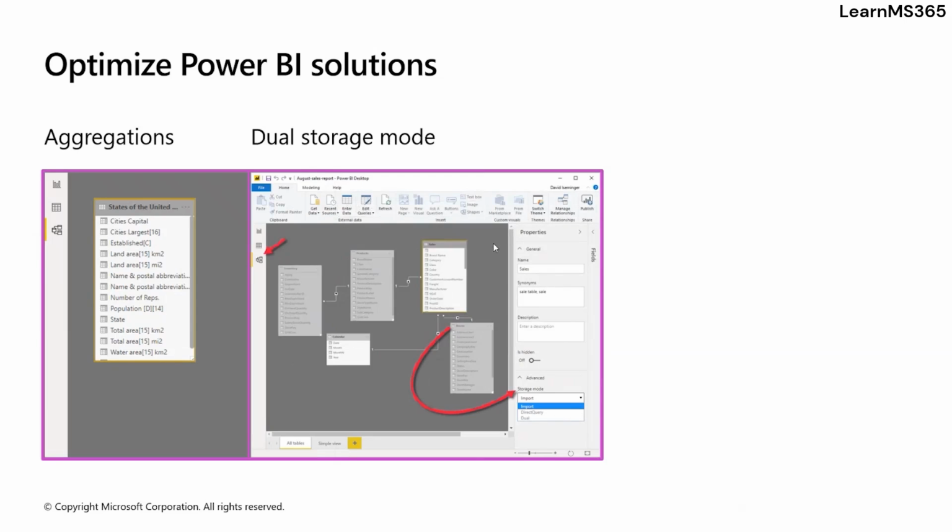Then we have dual storage mode. In Power BI Desktop, you can specify the storage mode of a table. The storage mode lets you control whether Power BI Desktop caches table data in memory for reports. Setting the storage mode provides many advantages, and you can set the storage mode for each table individually in your model. Now, what are the benefits of it?